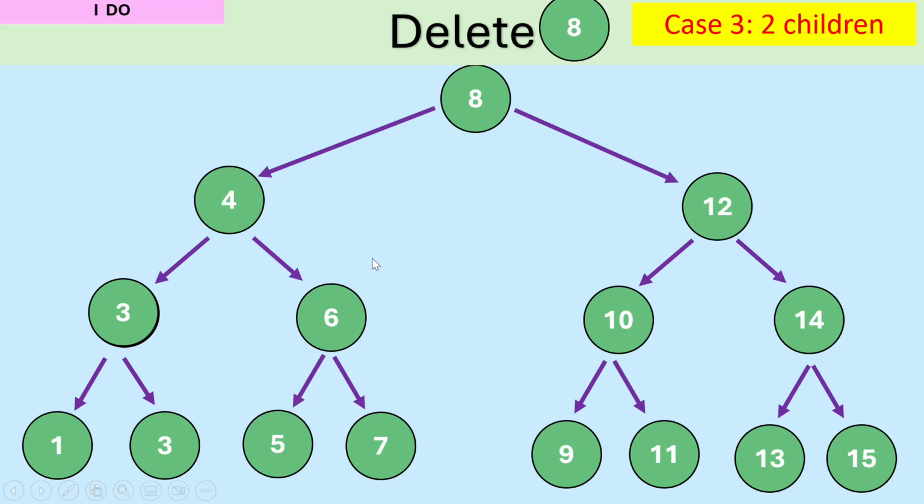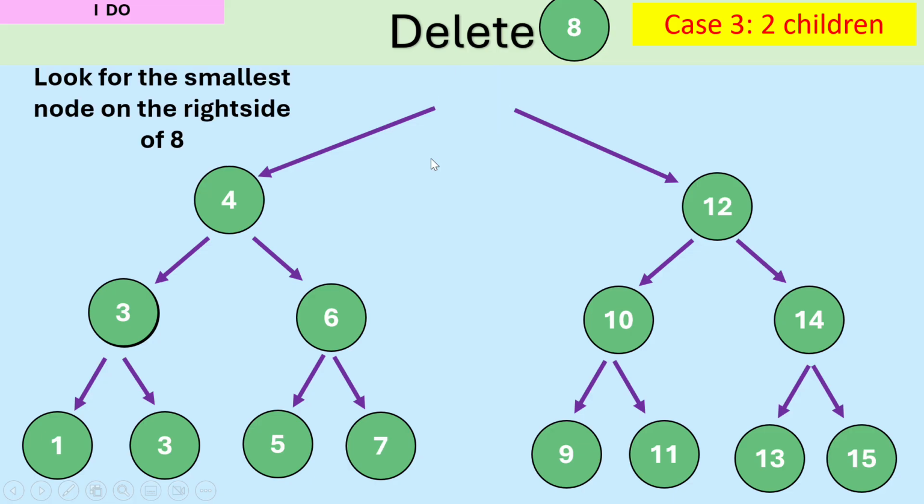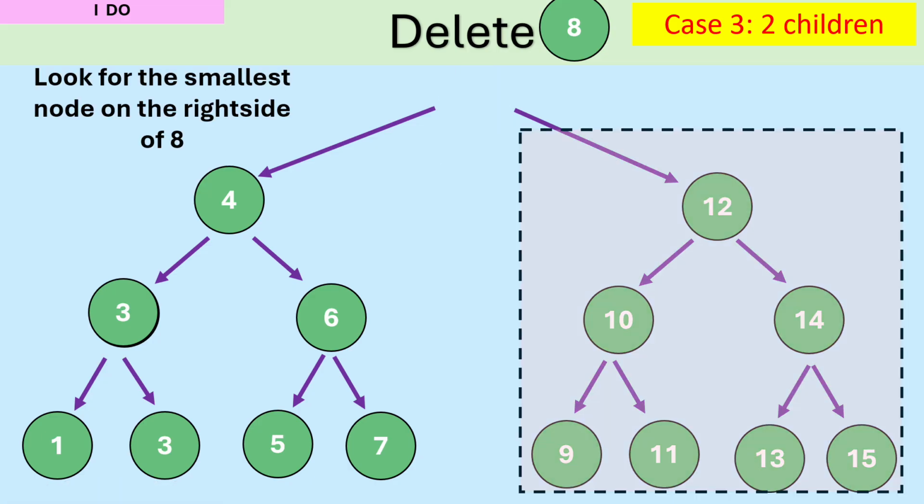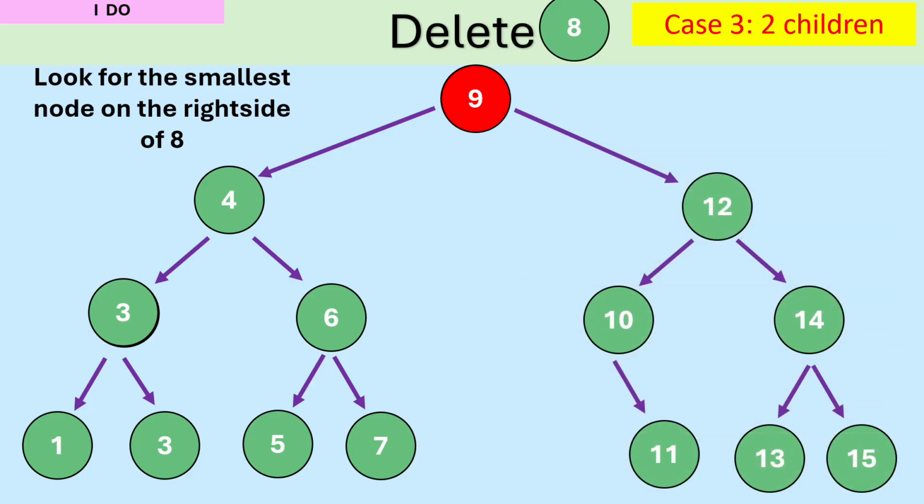What about if we want to delete the number 8? That rule applies to any binary search tree. We're going to still look at the right side of 8 and look for the smallest node. In this case, it's 9. So 9 is going to be the successor, and that rule will still be maintained.